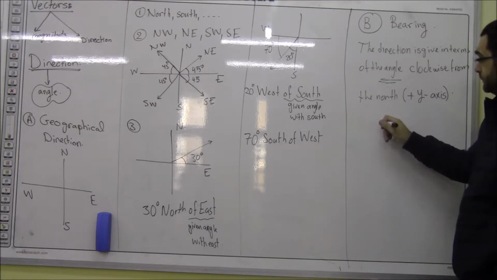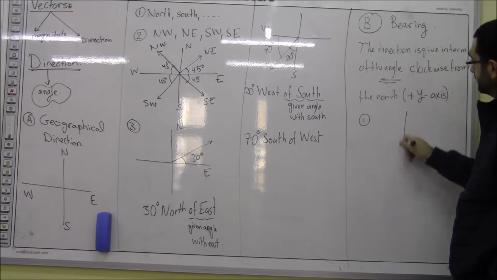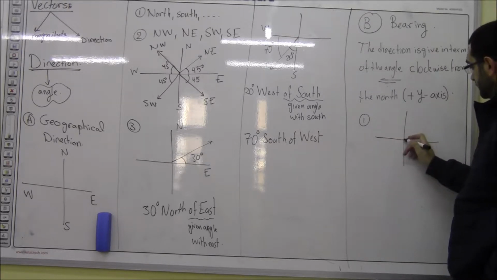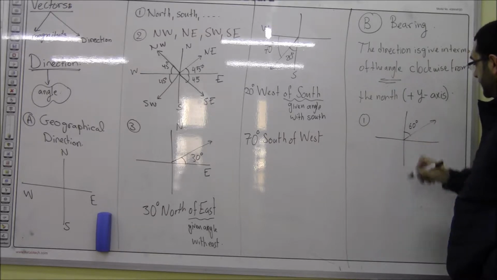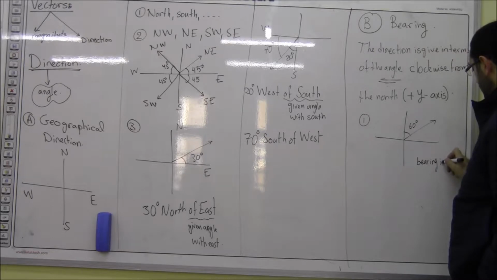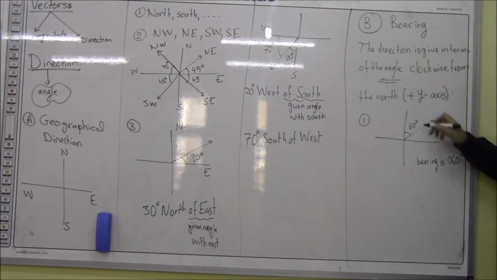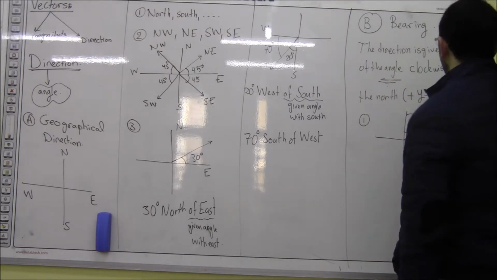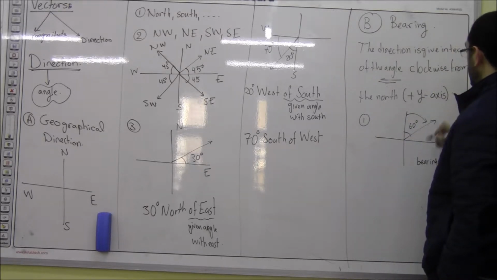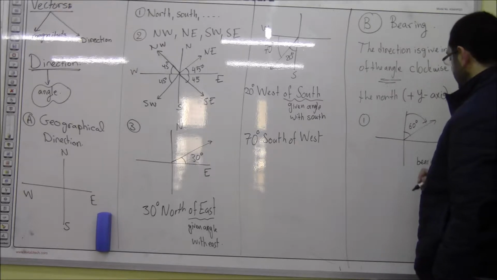For example, what is the bearing here? 060. Yes, the bearing is 060. That's not clockwise, this is clockwise. It's always written in 3 digits. A bearing is always written in 3 digits.